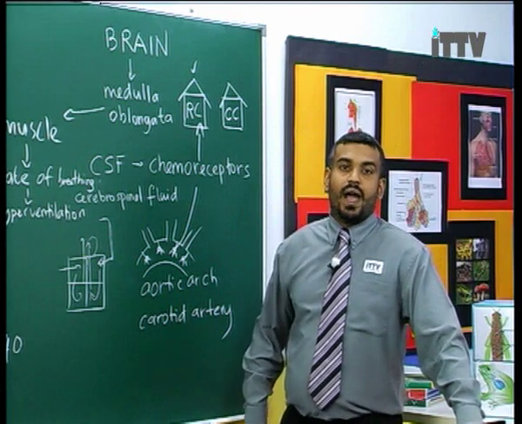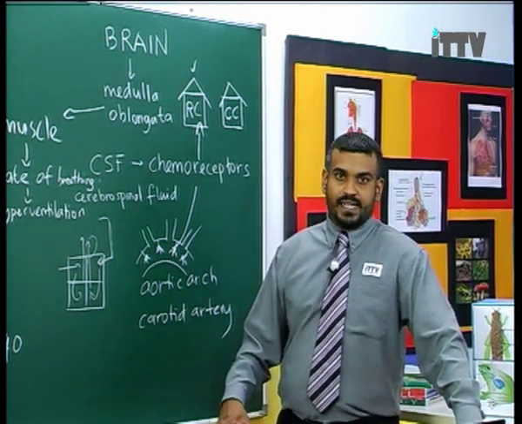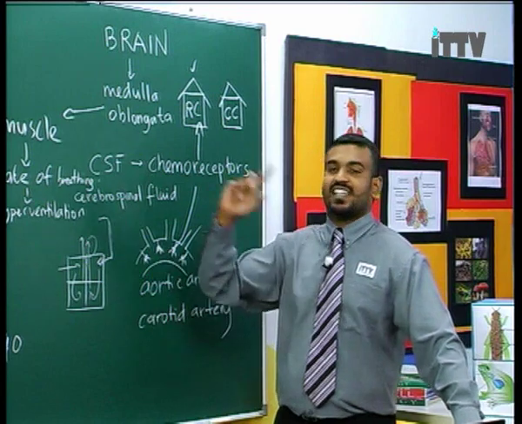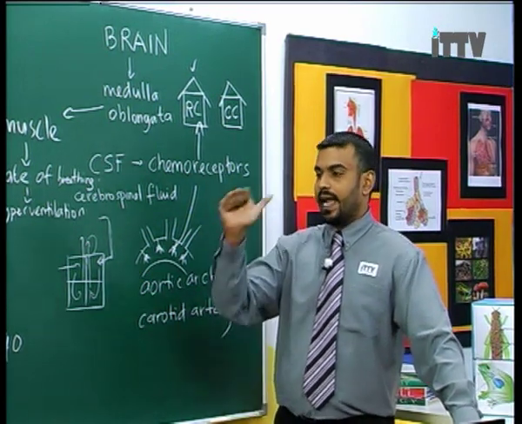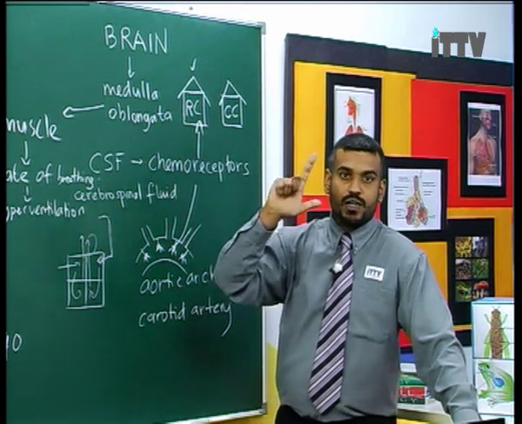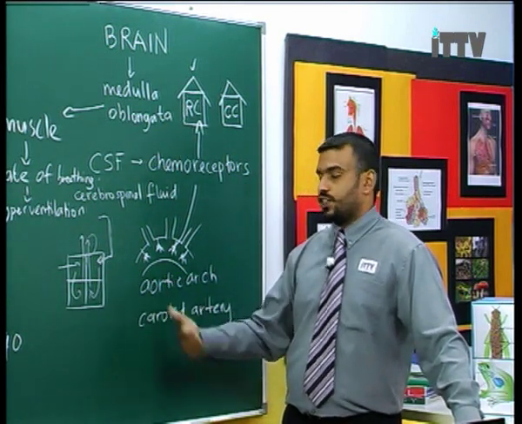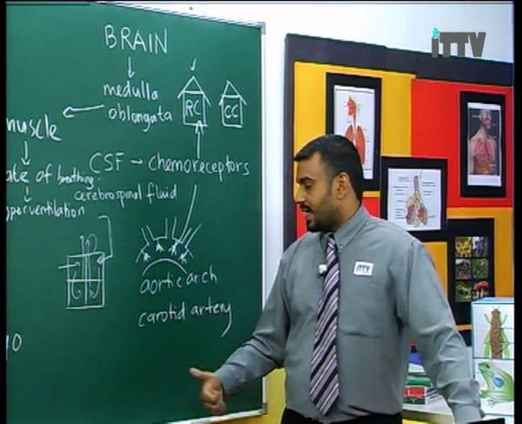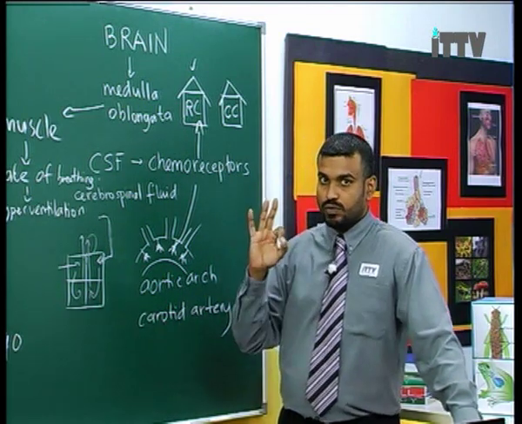Name 3 places where I can find chemoreceptors in the regulation of respiratory gases. Number 1, medulla oblongata. Number 2, aortic arch. Number 3, carotid artery. Cool?